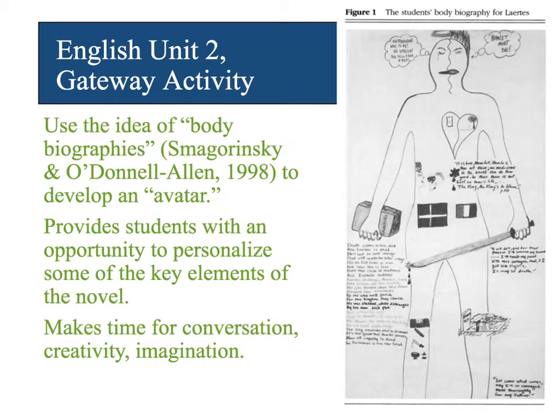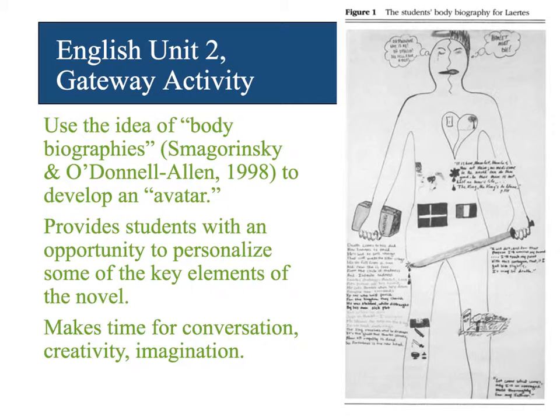So for the gateway activity in Unit 2, we use Smagorinsky and O'Donnell Allen's idea of body biographies, and we ask students to use their body biographies to develop an avatar. There's a figure here in this slide of the students' body biographies. In this case, students have drawn an outline of their whole body, and they've used words and images to illustrate the character Laertes from Shakespeare's Hamlet, to talk about the characteristics of that character.